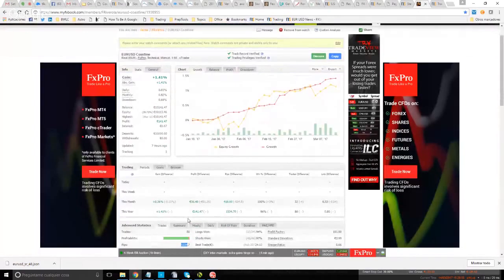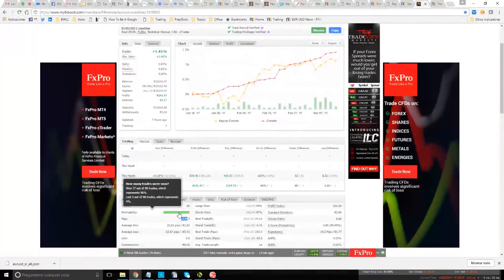We have a win rate of 96% in this case. Usually it will drop. On the other account, which is now 2 years old, it dropped to 94%. Okay, 94% of the trades close in profit. So this is a very high win rate.